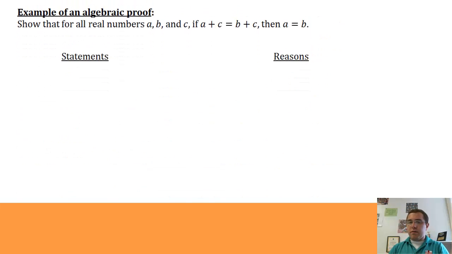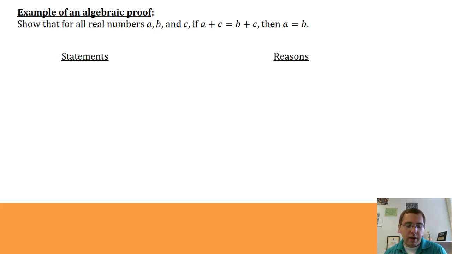Here's an example of an algebraic proof. I'm calling them algebraic proofs because they deal with properties of algebra. They're going to deal with the algebraic operations, and will therefore look a little bit different from the proofs we did in geometry, though the structure is essentially the same.